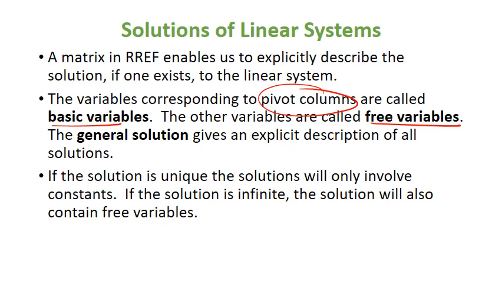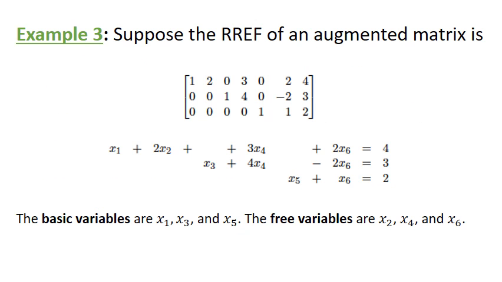If the solution is unique, it will only have constants. If the solution is infinite, the solution will also contain some free variables. So let's look at what I'm talking about. Here is an example. So I've given you a matrix in reduced row echelon form.